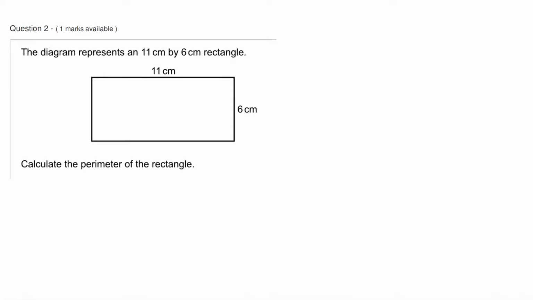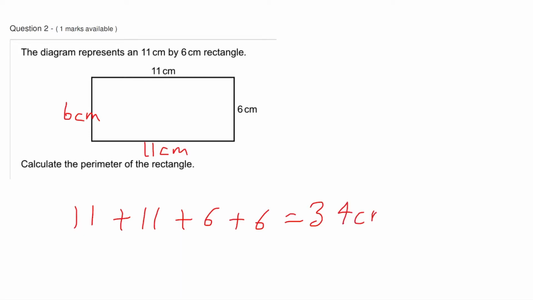Now for question 2, you are given a rectangle and you are asked to find the perimeter again. With a rectangle, the opposite sides are equal, so this will be 11 centimeters and this will be 6 centimeters. So to find the perimeter, all we are doing is adding up all the sides. So that's 11, add 11, add 6, add 6, which will give you an answer of 34 centimeters. And that is your final answer.